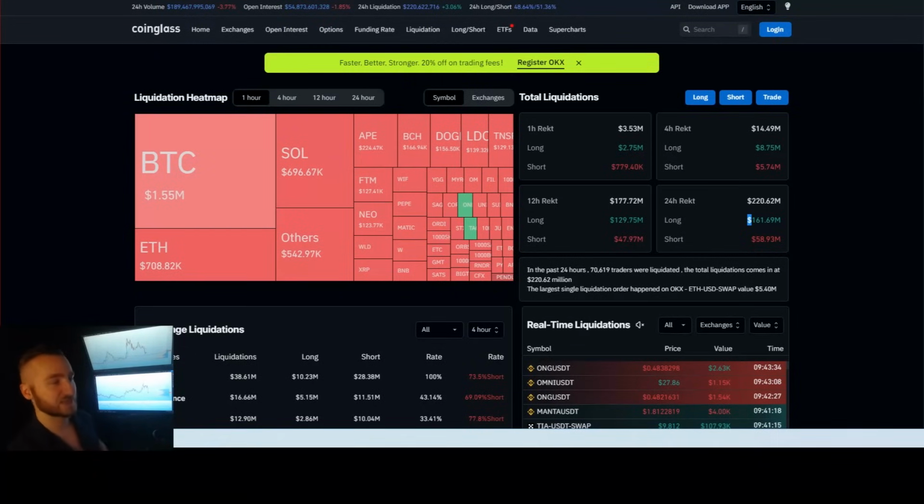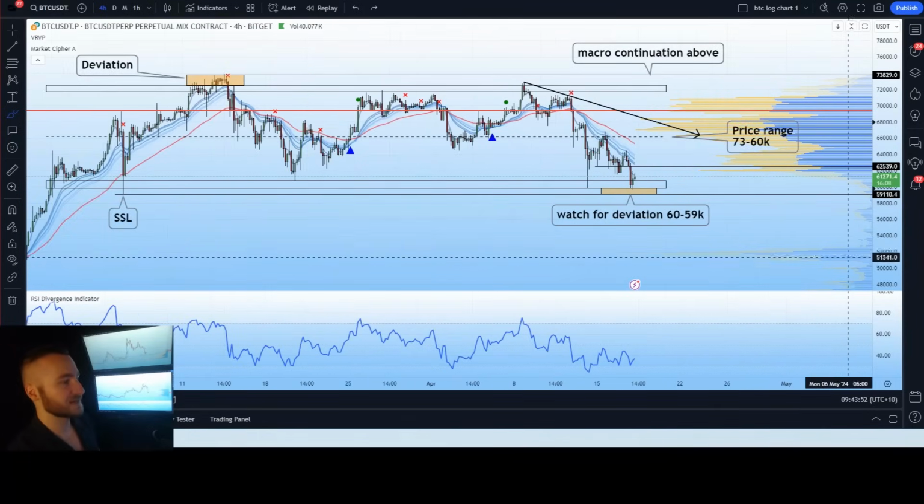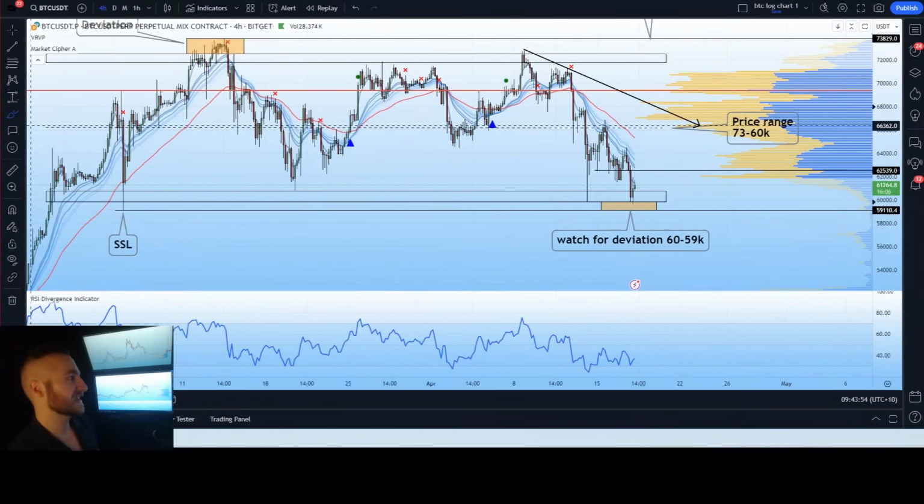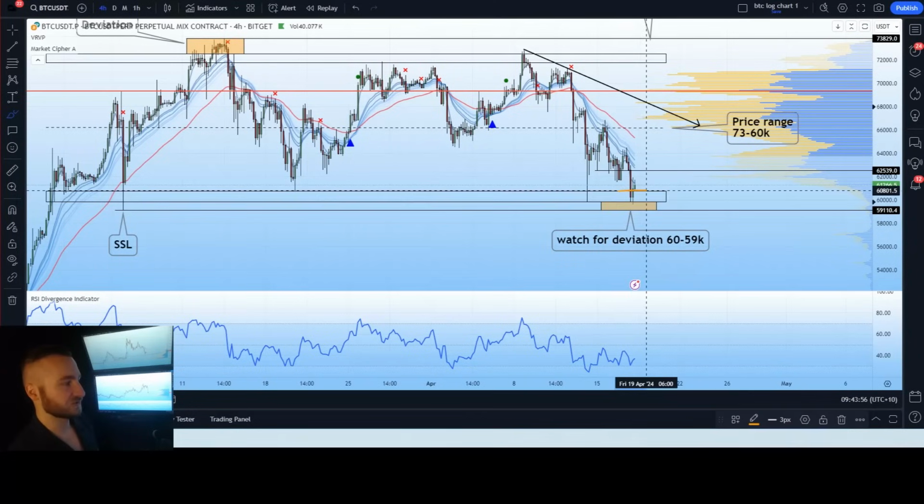With that reduction, we can see 161 million long liquidations and 58 million short liquidations for Bitcoin. And again, as we did drop into that 60 and most particularly underneath that $60,000 range, we did see a fair decent amount of liquidations occur within that region.